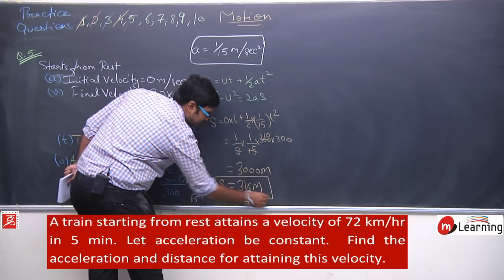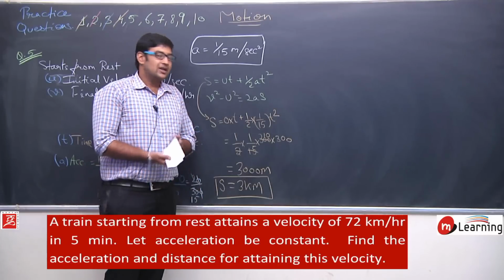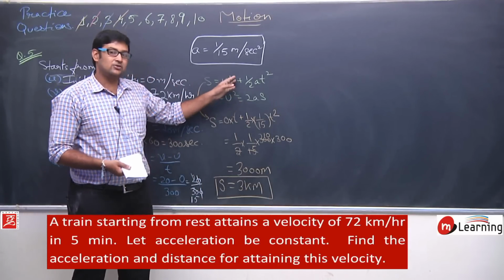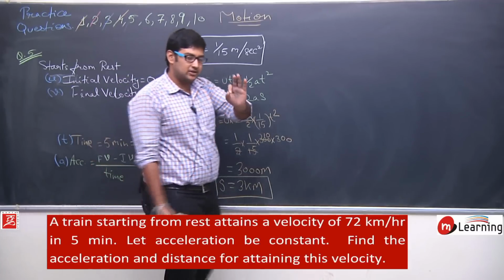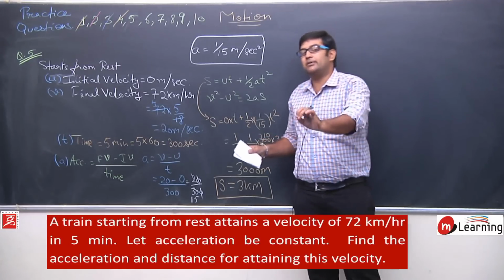So this is the distance travelled by the train to attain this velocity. I can use this equation as well. It does not matter. You can go for this or go for this. But consider that equation for which the values of all the parameters are available with you.